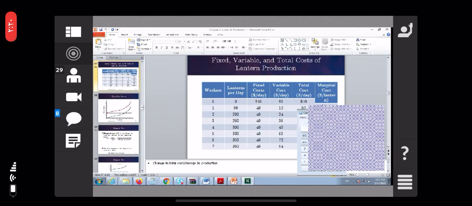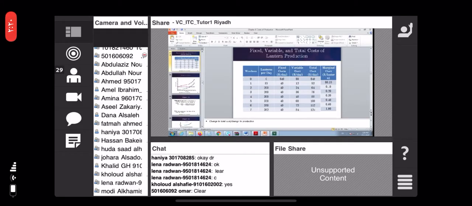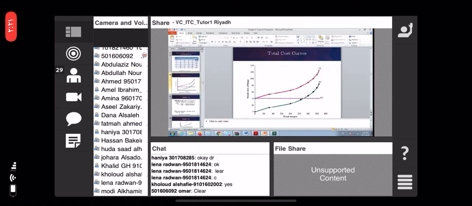Since it's clear, I'll move to another slide. So the concept of marginal cost is clear. It's the difference in total cost divided by the difference in the number of units. If you are asked in the exam to define the marginal cost, you should say it is the change in total cost resulting from the change in the number of output, whatever they are.